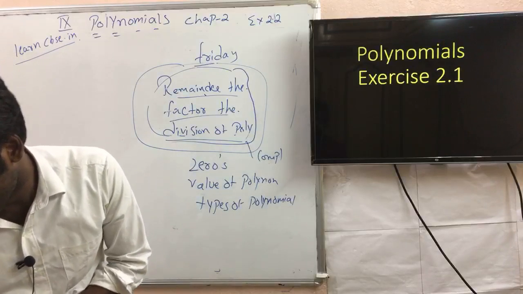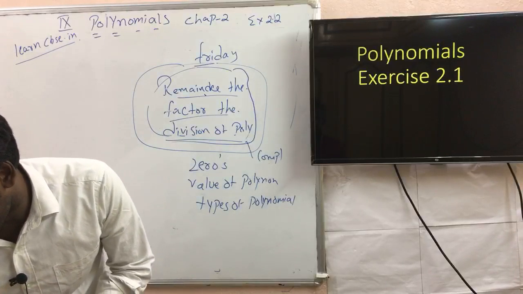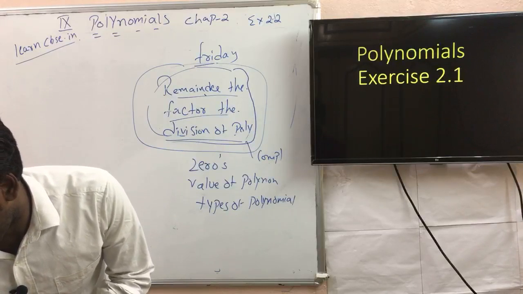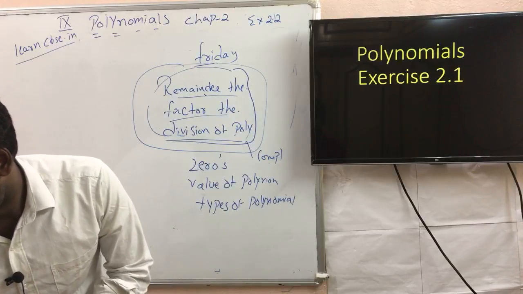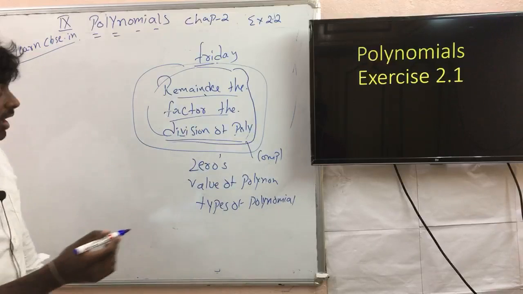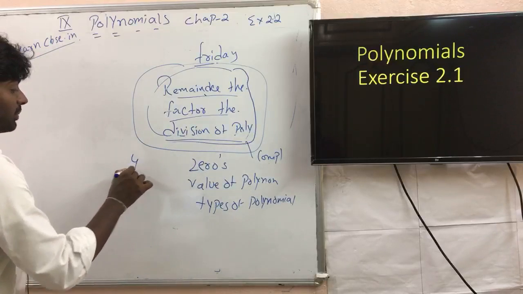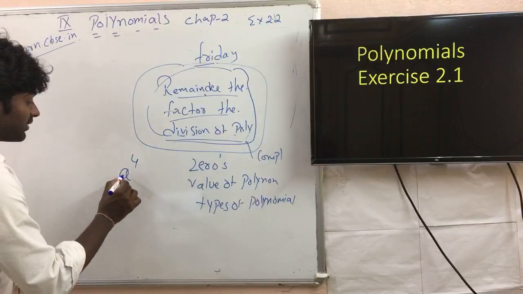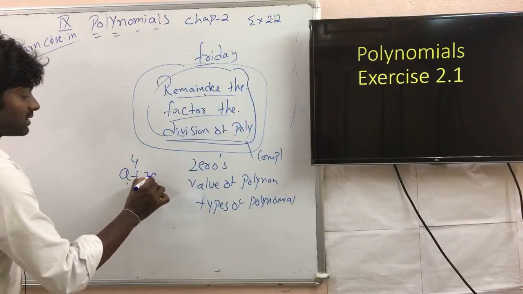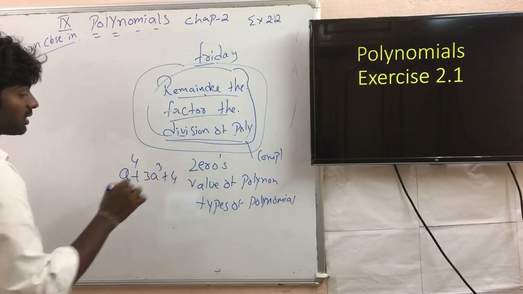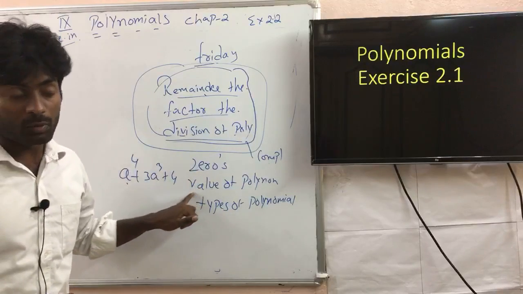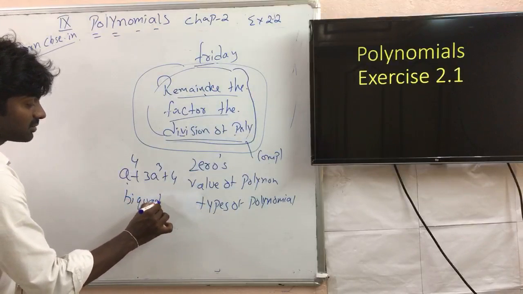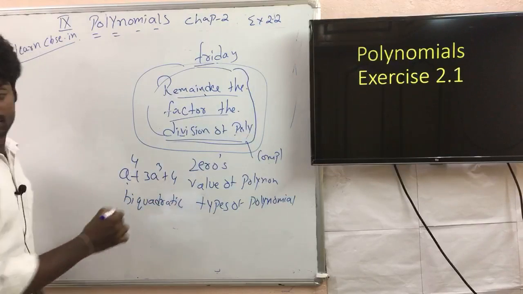Okay, see the question of Reddy. If a variable has degree 4, which type of polynomial will it be? For example, think a power 4. So the degree is 4. Obviously, if the degree is 4, for example, you are given a question like this, that means the degree of the polynomial is 4 here. It is said to be biquadratic.